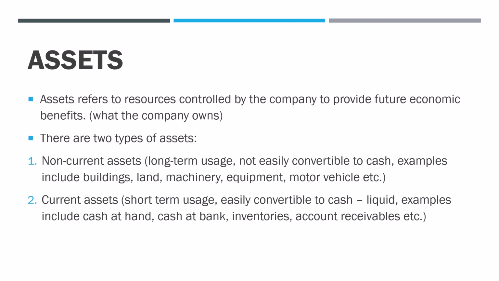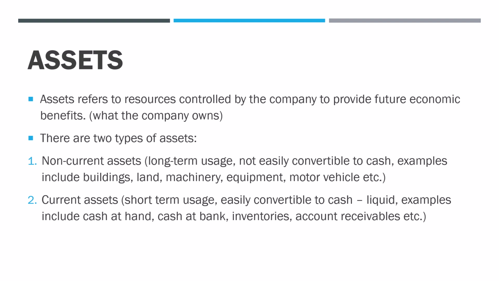Basically, an asset is defined as a resource controlled by the company that is expected to provide future economic benefits. In simple terms, assets are what the company owns. These are things that the company has control over and hopes will bring money or benefit to the company in the future.